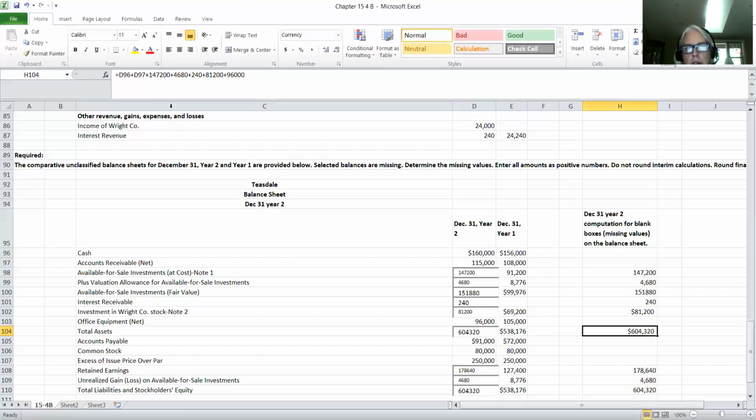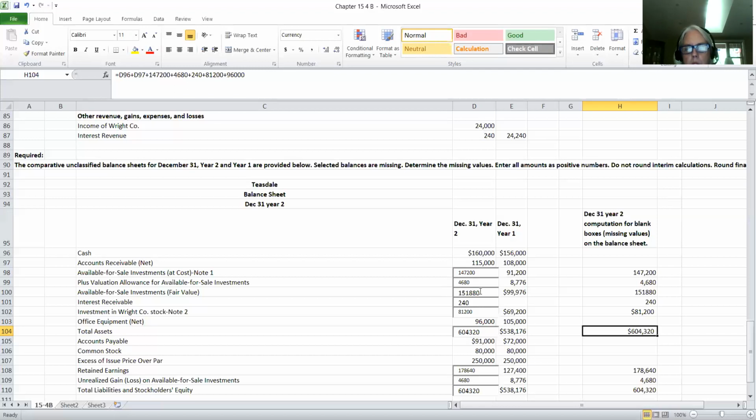Again, I've shown you that in this formula here as to how we're coming up with it. The D96 was given to you. That's the cash amount, $160,000. The D97 was given to you at $115,000. The available for sale investments was $147,200. Then we've got to add to that the valuation allowance because we had an unrealized gain that added to the fair market of those investments.